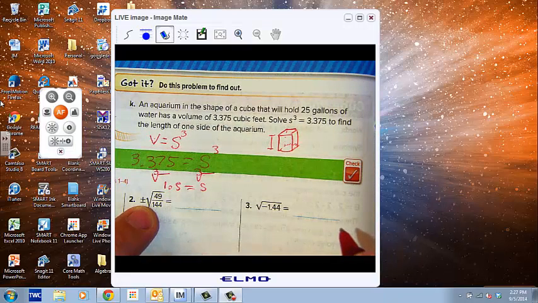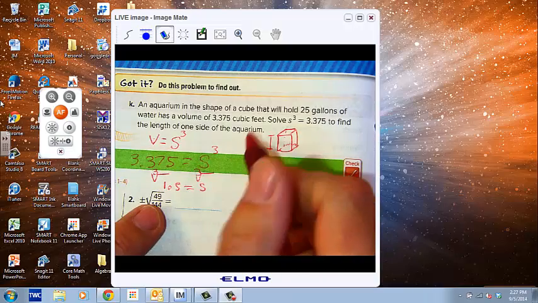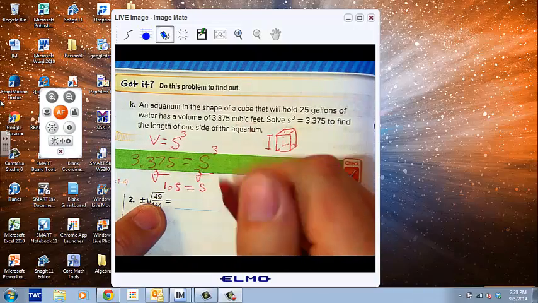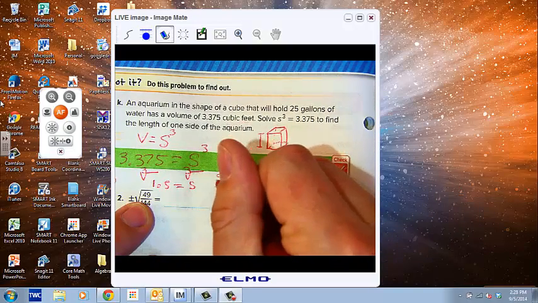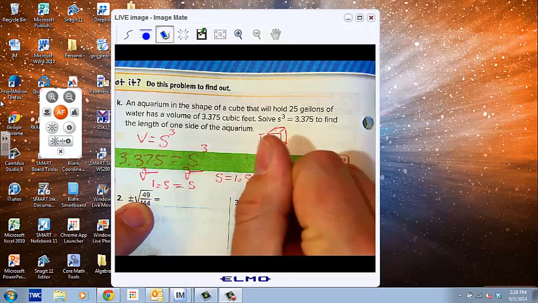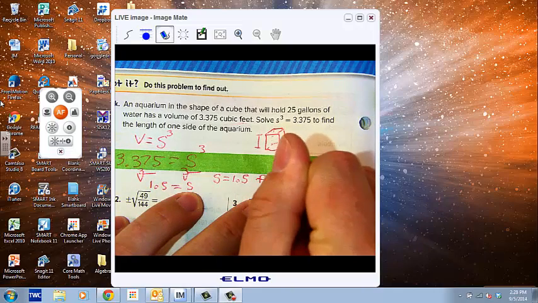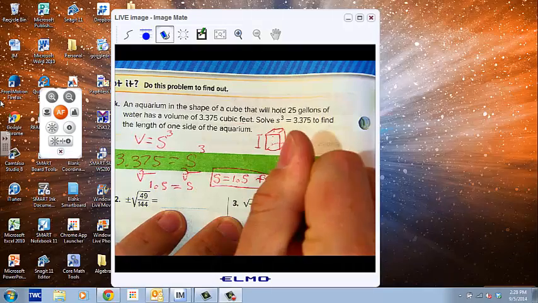Don't forget your unit. What am I measuring here? It's cubic feet. So I would have S equals 1.5 feet. And there you go.